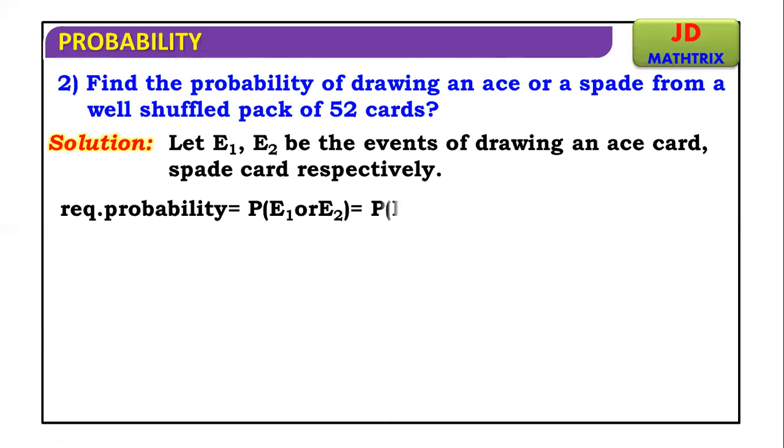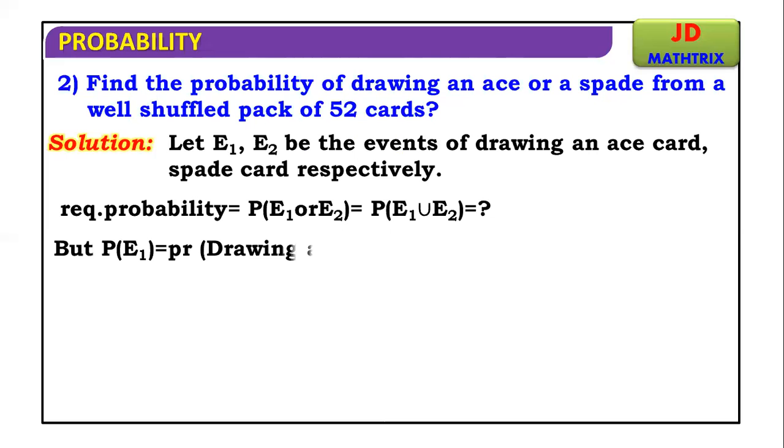So required probability is equal to P of E1 or E2, that is P of E1 union E2. We have to find its value. To find the value of P of E1 union E2, we have to find the values of P of E1 and P of E2 and P of E1 intersection E2 also.